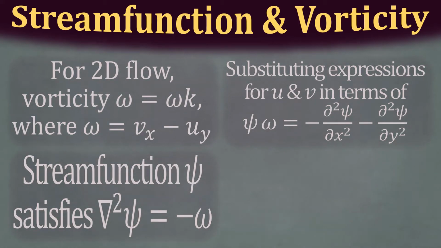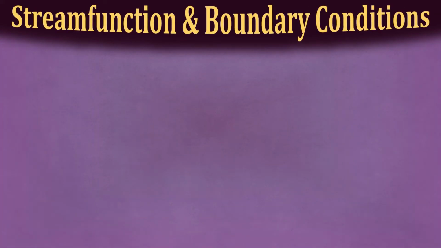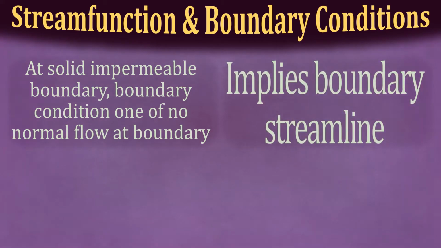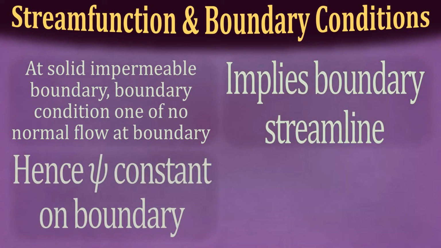Then, let's discuss how stream functions and boundary conditions relate. At a solid, impermeable boundary, the boundary condition is one of no normal flow at the boundary. This implies that the boundary is a streamline. Hence, psi is constant on the boundary.